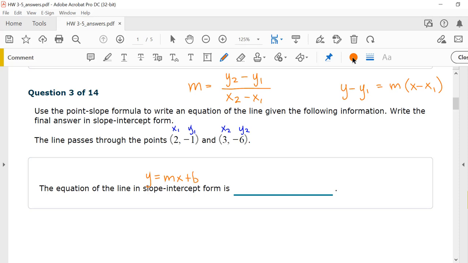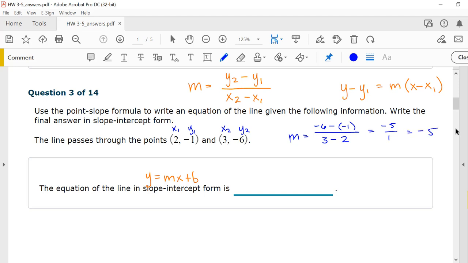So first thing we need to do is get the slope. What is the slope of this line? So the slope formula I've already written up here is y2 minus y1 over x2 minus x1. So I get -6 plus 1 is -5. 3 minus 2 is 1, so my slope is -5.